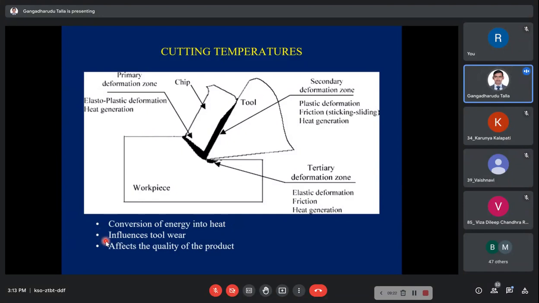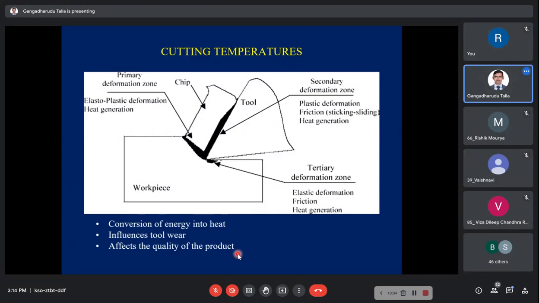The temperature, or the heat generated, will influence the tool wear. If the temperature is high, the tool will deform plastically, so it will lose its shape, and wear will also be rapid. Tool wear will increase. At elevated temperature, built-up edge formation will also be more, and the cutting tool material will wear fast, and it affects the quality of the product finally.